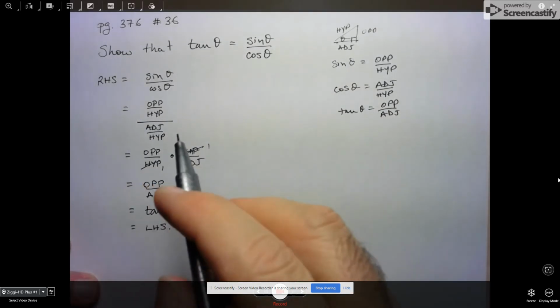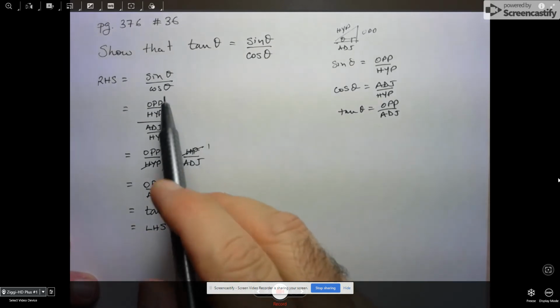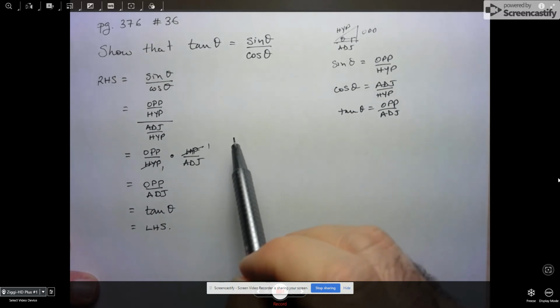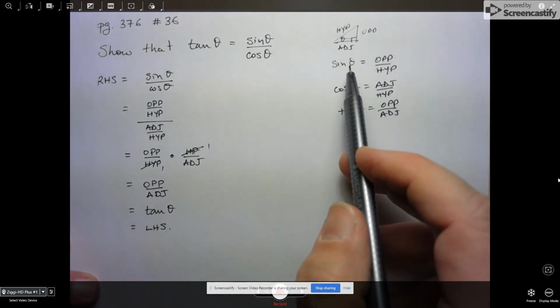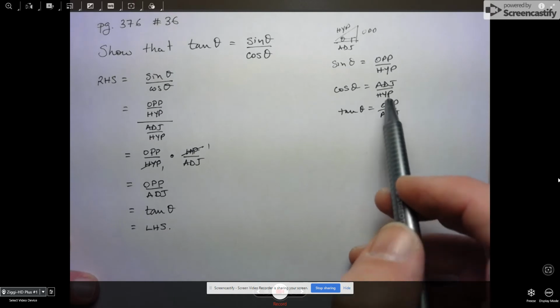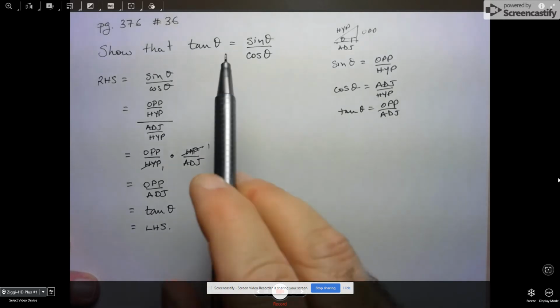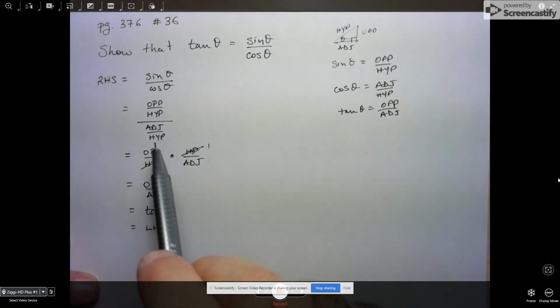There were no restrictions on the angle theta. It could have been any angle in a right angle triangle, because that's how sine and cosine are defined for any angle in the right angle triangle. So there's a nice little result that we have, this relationship between these three trigonometric ratios.